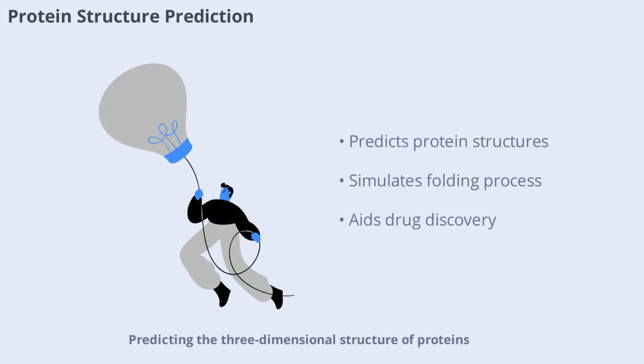Predicting the three-dimensional structure of proteins is a major challenge in biology. Evolutionary computation offers powerful tools for this task. By simulating the folding process and optimizing potential structures, evolutionary algorithms can predict protein shapes with remarkable accuracy. This has important implications for drug discovery, disease research, and understanding fundamental biological processes.